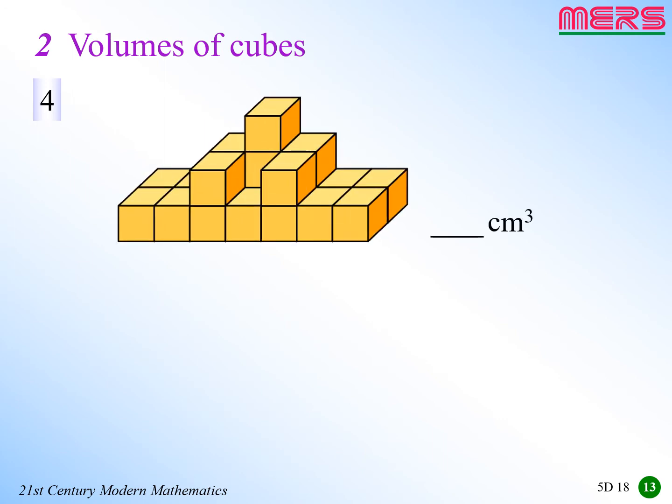Picture 4, there are 3 layers. The top layer, there is 1 cube. For the second layer, there are 5 cubes. And the bottom layer, there are 14 cubes. Adding together, 14 plus 5 plus 1 is equal to 20 cubic centimeters.